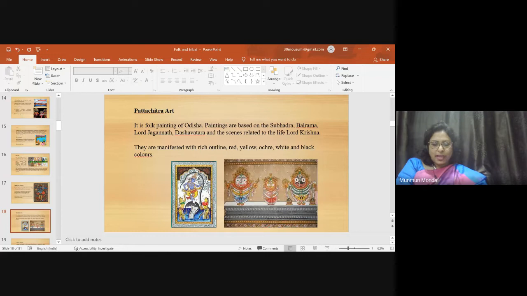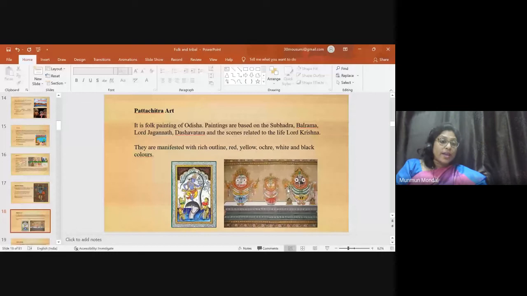So this is a very common type of Pattachitra in Orissa, where Jagannath, Balaram and Subhadra, that is the Jagannath temple, is there, at the very prime religious aspect. Okay, so the Pattachitra of Orissa is very much influenced by this theme.